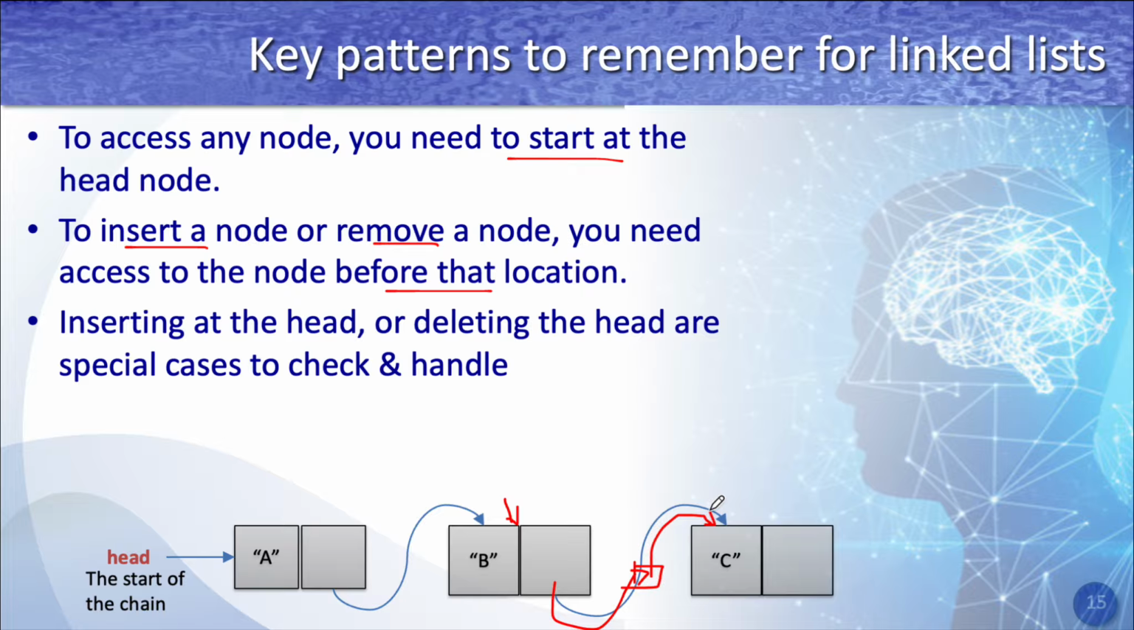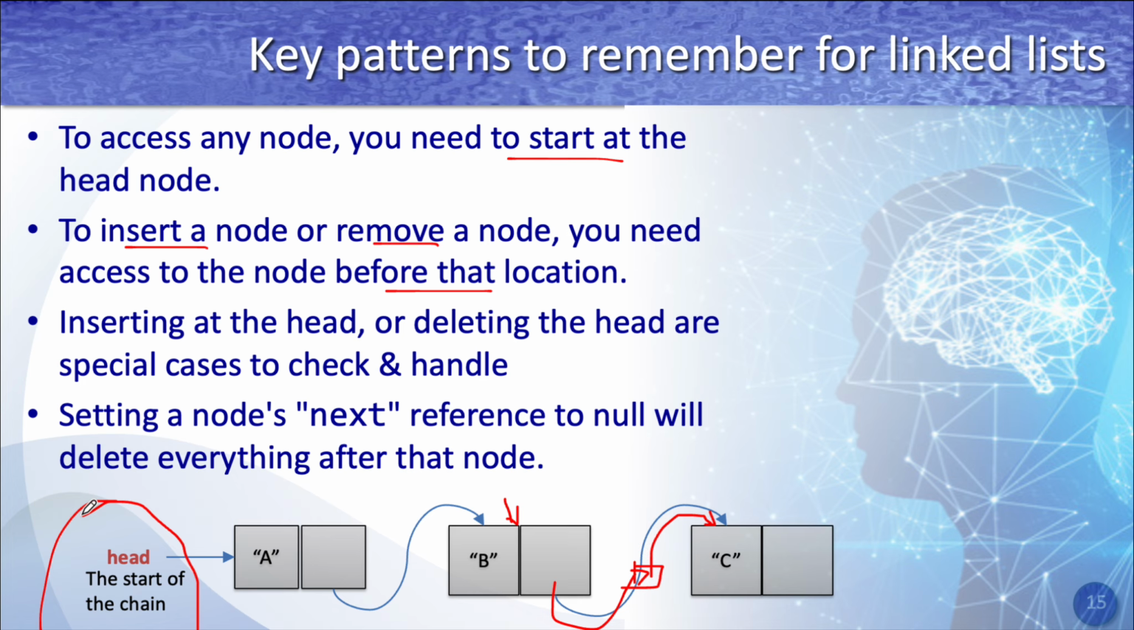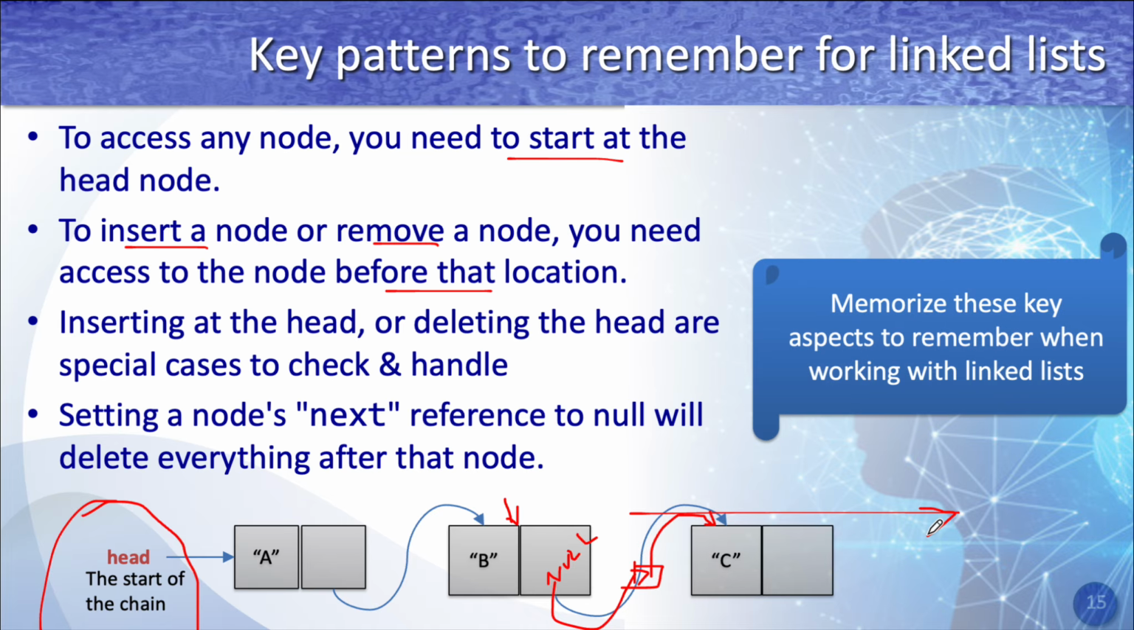Inserting at the head or deleting the head are special cases. So anytime you work with the head, these are all special cases. You have to check and handle those appropriately. Setting a node's next reference to null will delete everything, or basically ends the chain. So if I set this entry to null, then the chain ends here, so everything after that will automatically disappear. And these are all important key aspects that you'll have to memorize and remember when working with linked lists.